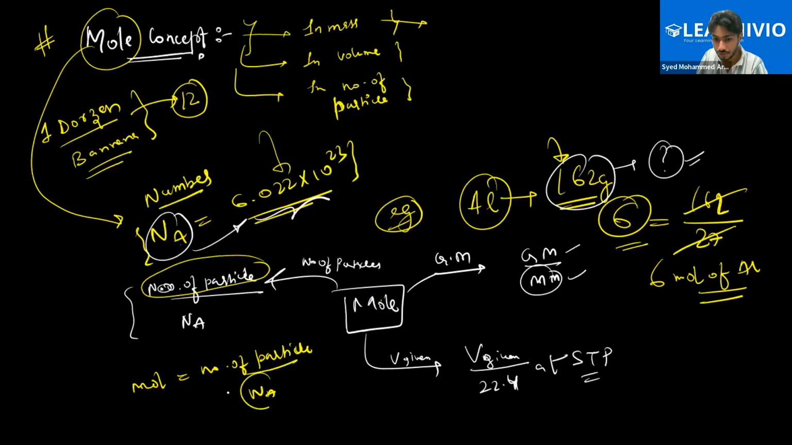So what you need to do? You just need to multiply this by Avogadro number. Mole को Avogadro number से multiply कर दो. Simple. So mole is 6 multiply by Avogadro number, which will be Na. So 6.022 multiply by 10 to the power 23. So this is my answer.